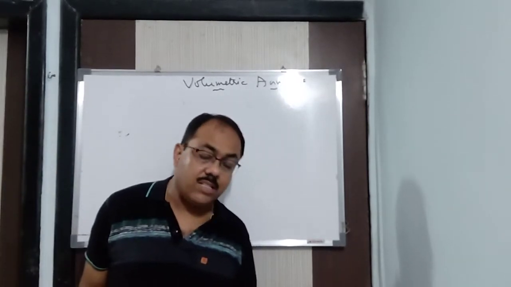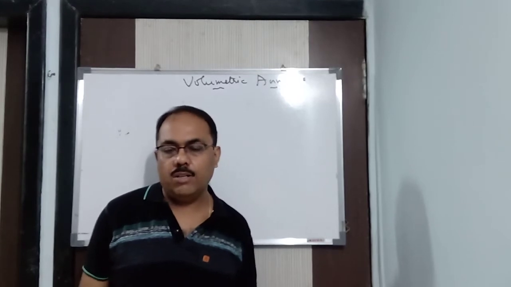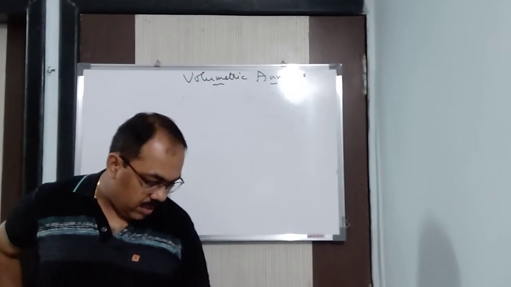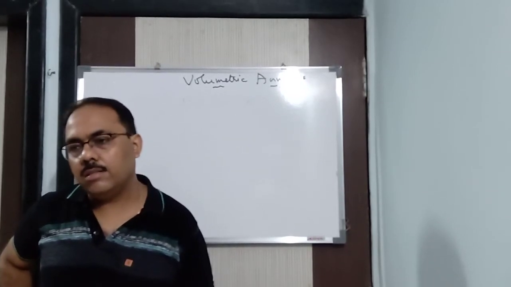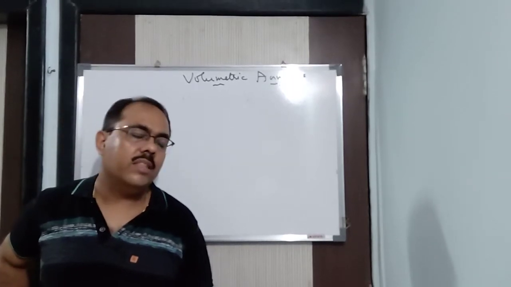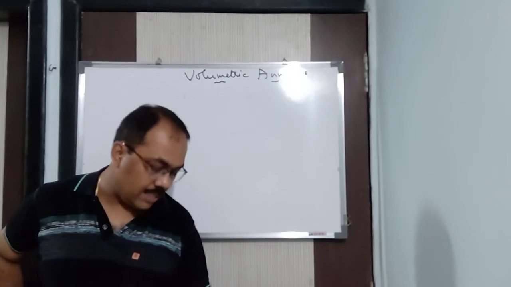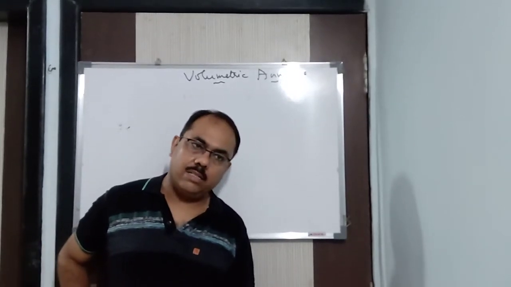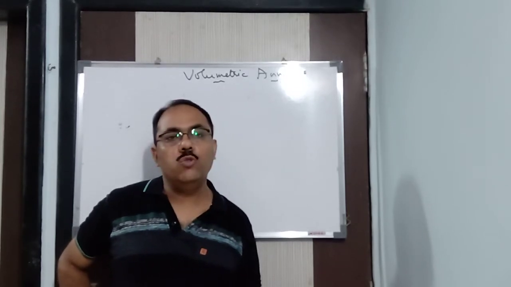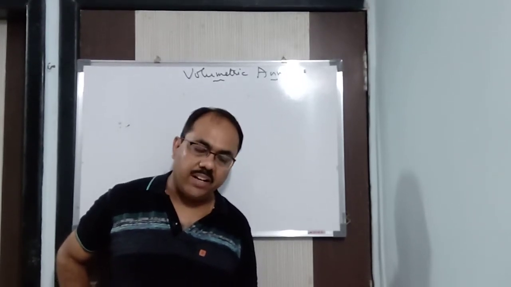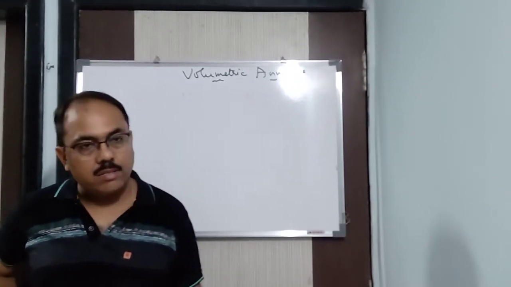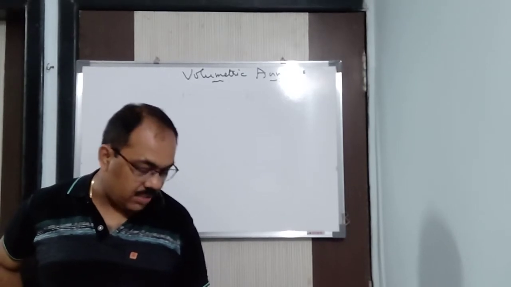Determination of concentration of bases by using an acid is called acidimetry, and the determination of concentration of acids by using a base is called alkalimetry. Again I repeat, the determination of concentration of bases by titrating with an acid is called acidimetry, and determination of concentration of acids by titrating with the base is called alkalimetry.